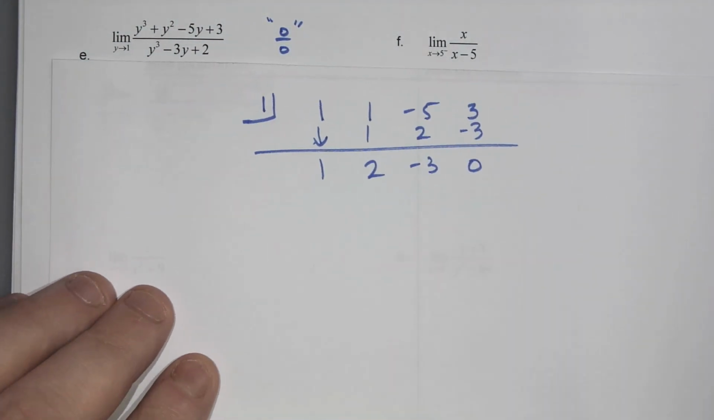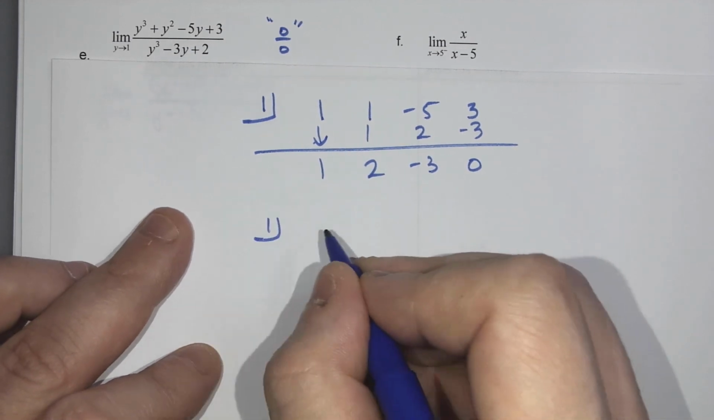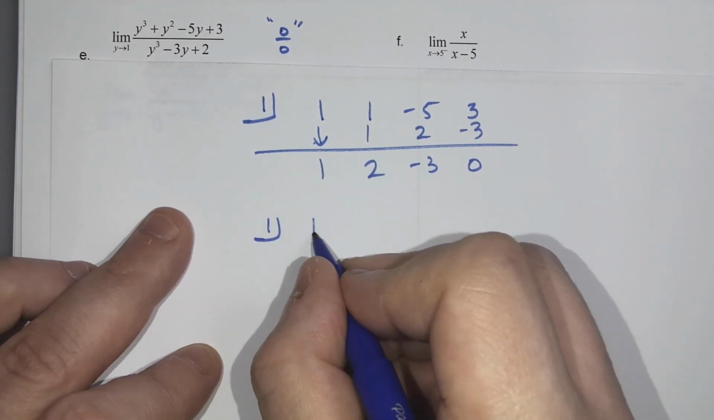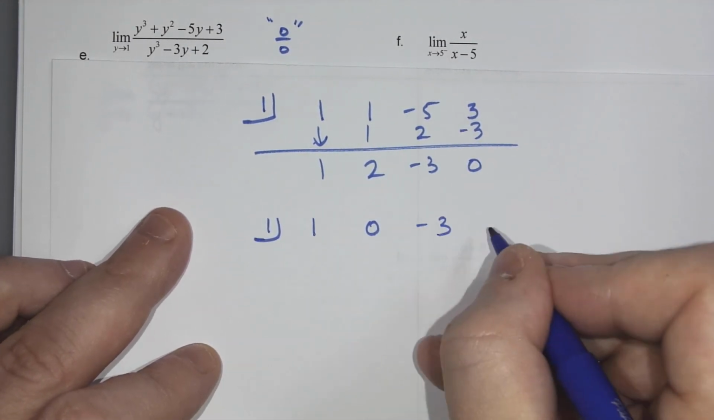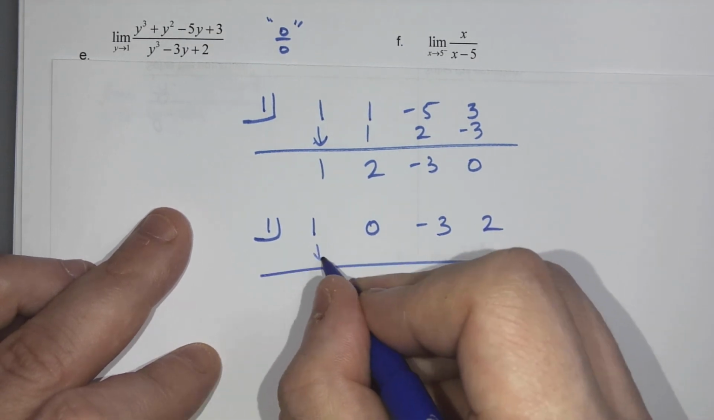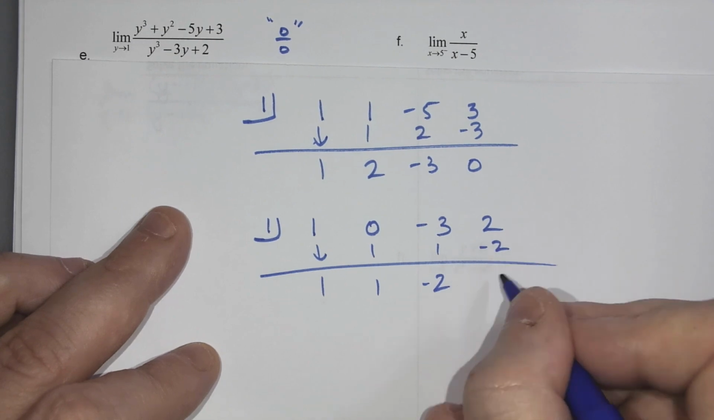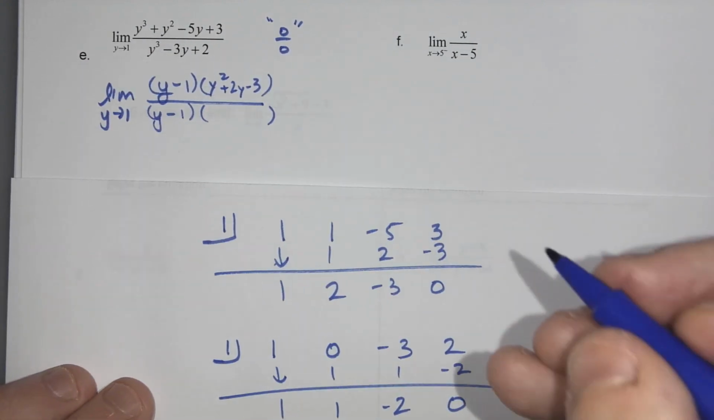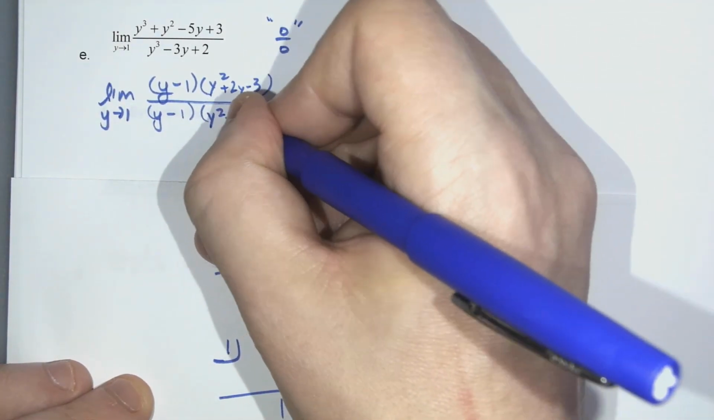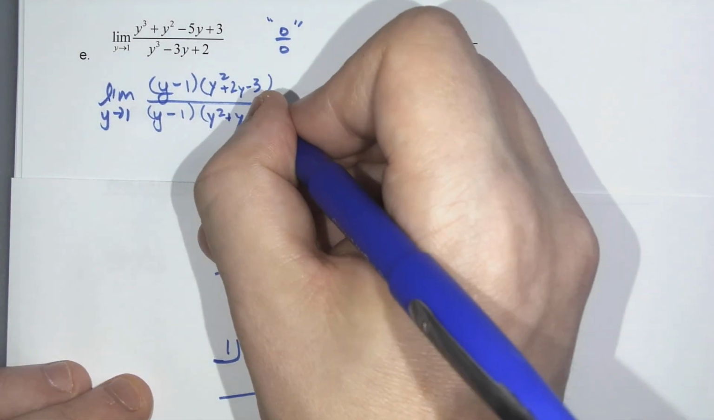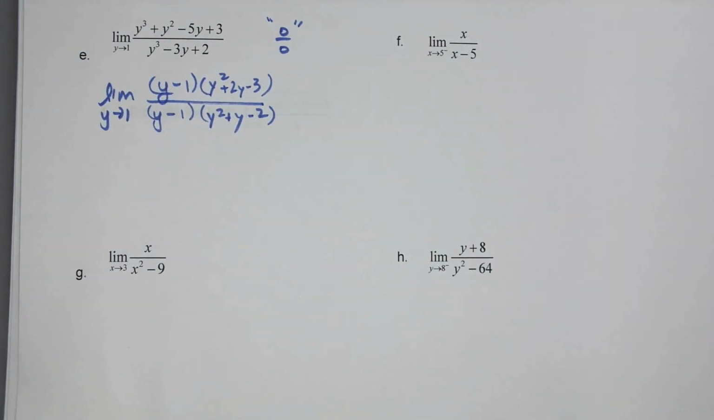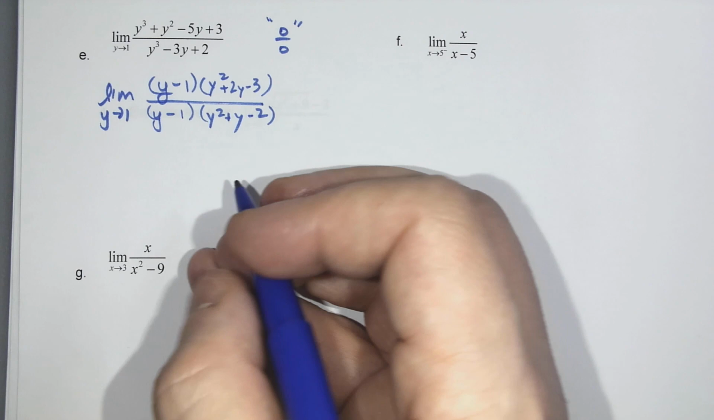And in the denominator, we'd have 1 dividing into the 1, 0, negative 3, 2, which would be 1, 1, 1, 1, negative 2, negative 2, 0. So there we'd be getting a y squared plus a y minus a 2. And let's see if I can just do a little bit more factoring since I'm at this stage anyway.